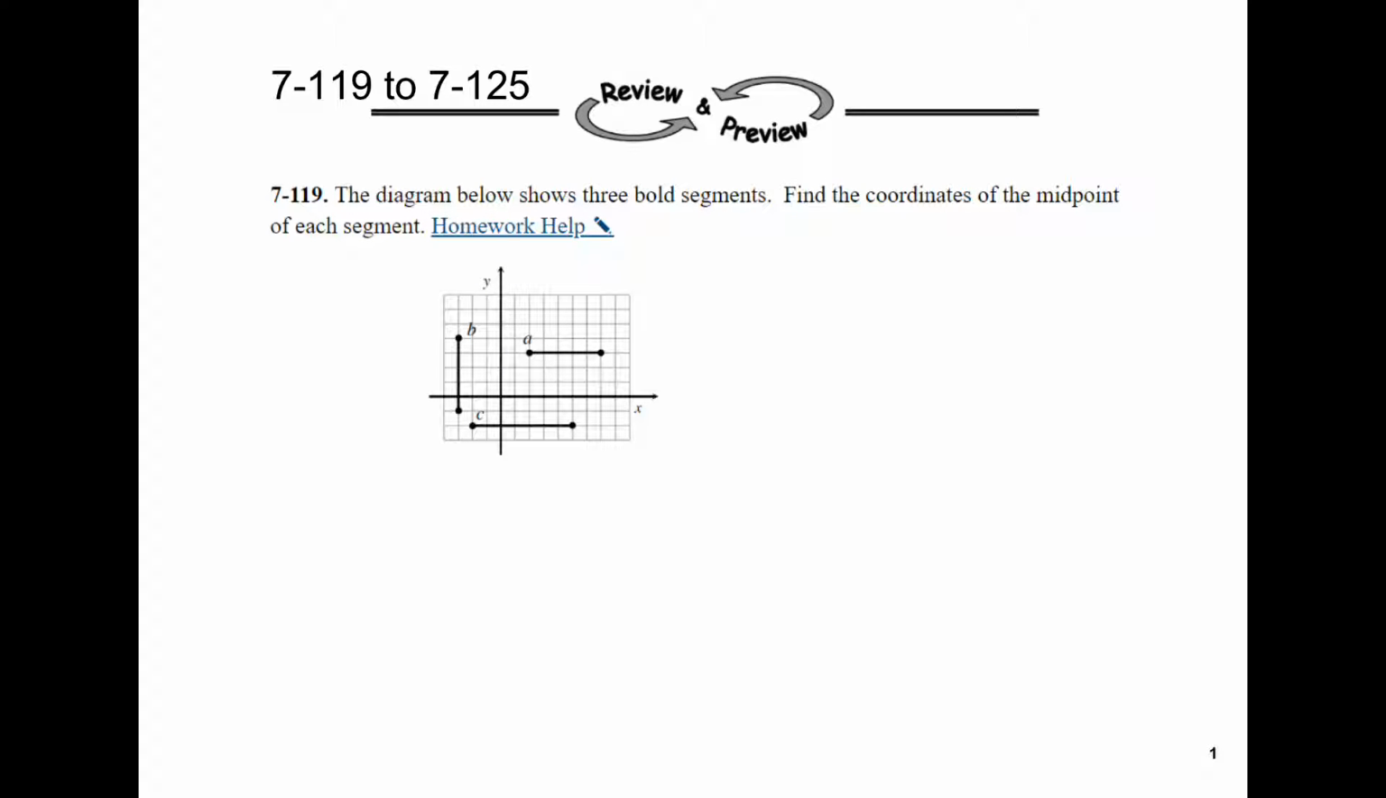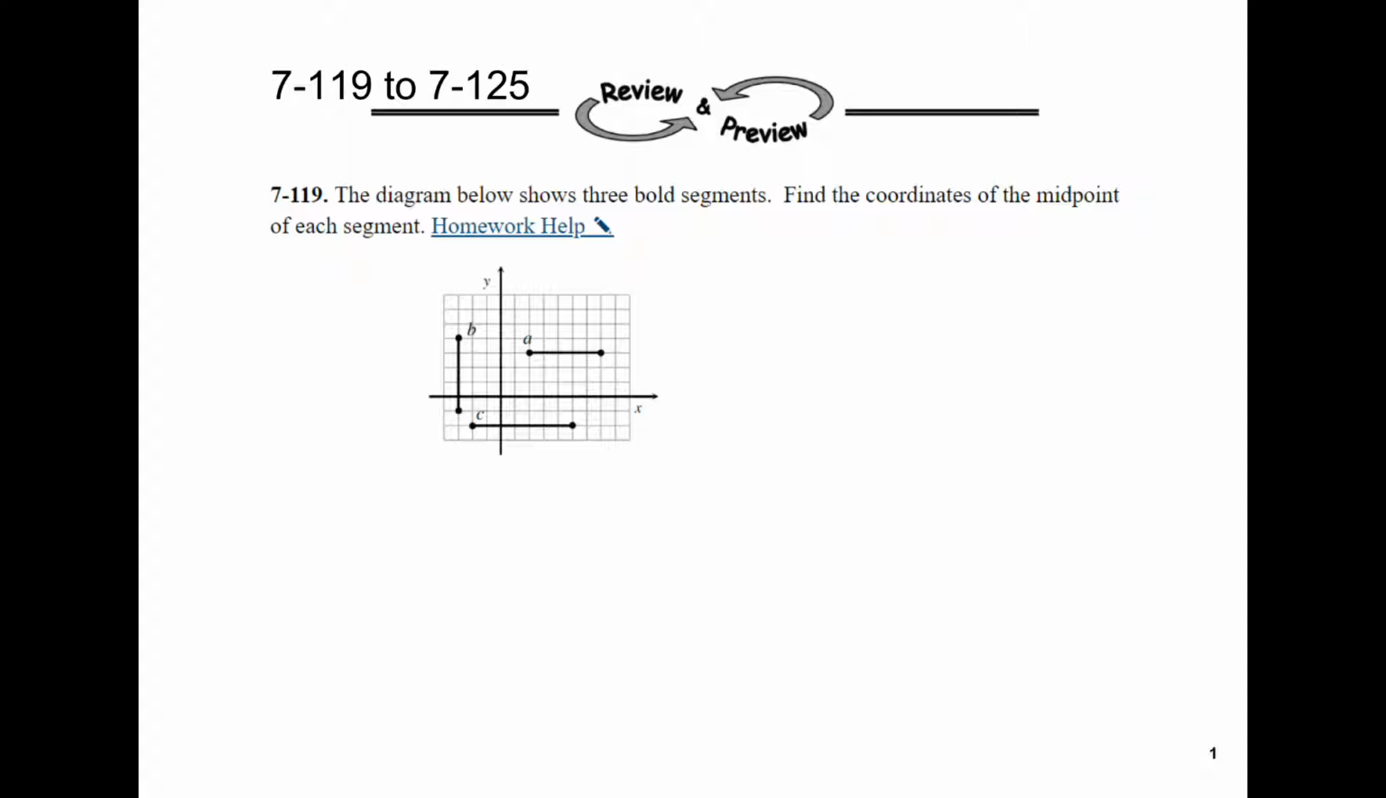Hello, this is Mrs. Edwards, and we are going to work on problems 7-119 to 7-125, review and preview from the CCG book. Problem 7-119 says, the diagram below shows three bold segments. Find the coordinates of the midpoints of each segment.